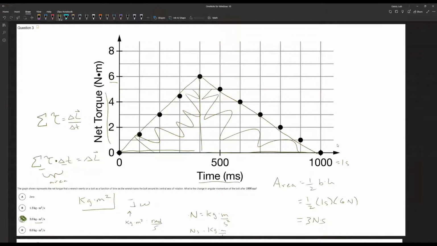Oh wait, newton meters, not just newtons, newton meters. I was missing the meters. Like, where did my meters go? So times meters, there we go.